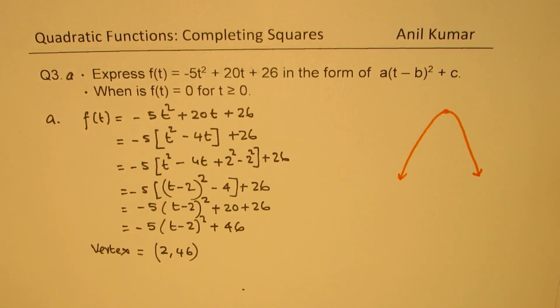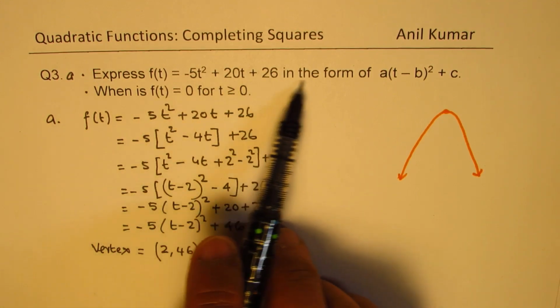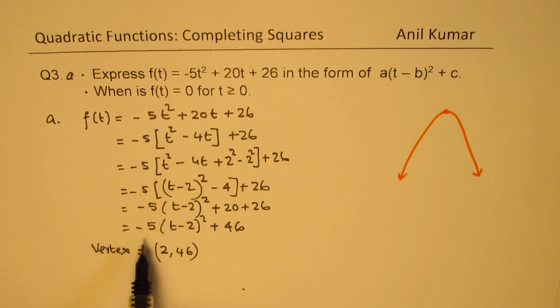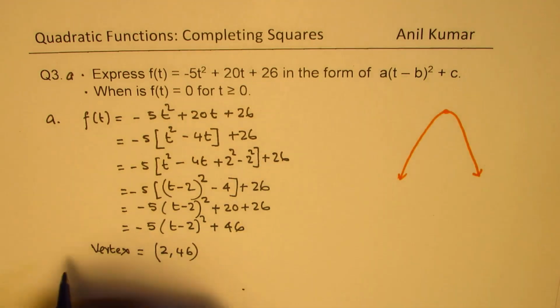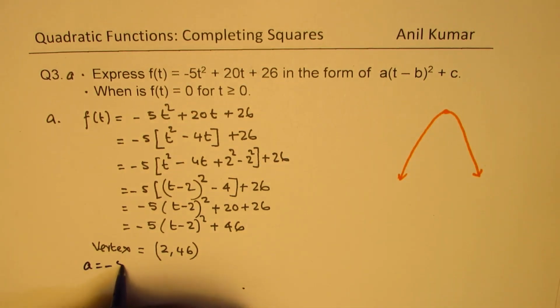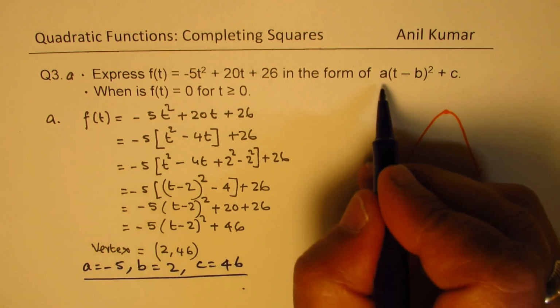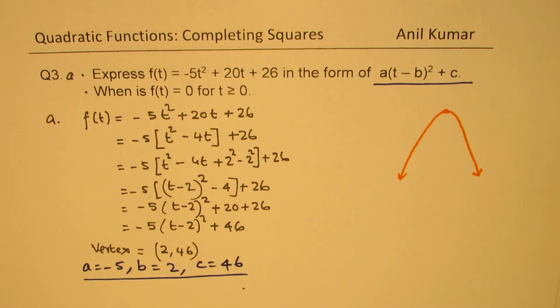Perfect. So we've done the first part, which is expressing this in the form a (t minus b) whole squared plus c. So from the comparison, you can write that a is equal to minus 5, b is equal to 2, and c is equal to 46. Is that clear to you, right? If you compare with what was required.